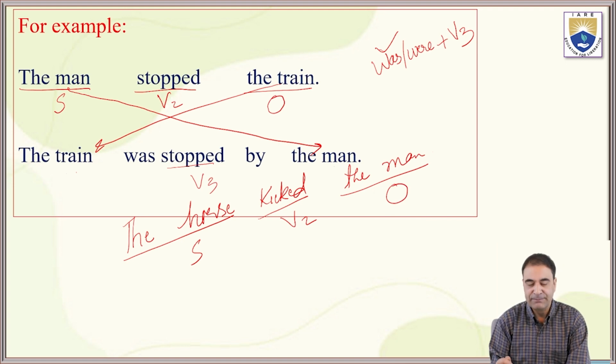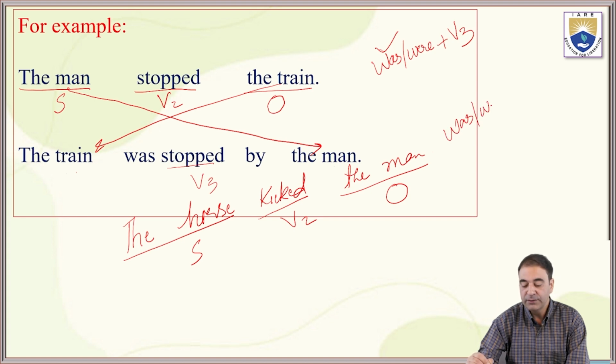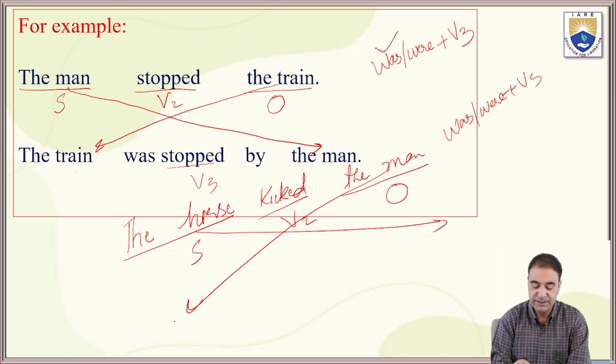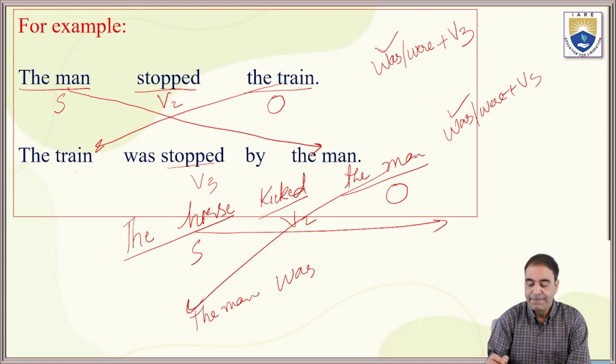Now again, this is simple past tense. How can we change this? Was, were, plus verb in third form. Now first of all, interchange the place of subject and object. The man is again singular, and with singular we use was. The man was, then verb in third form, and kicked is again verb in third form also. The man was kicked by the horse.